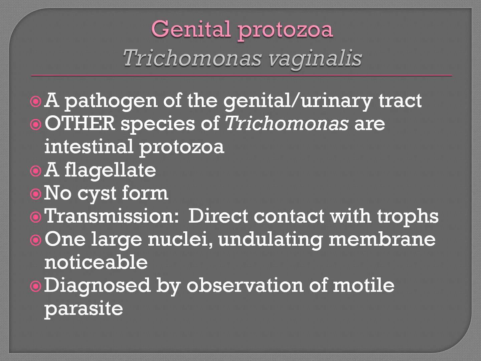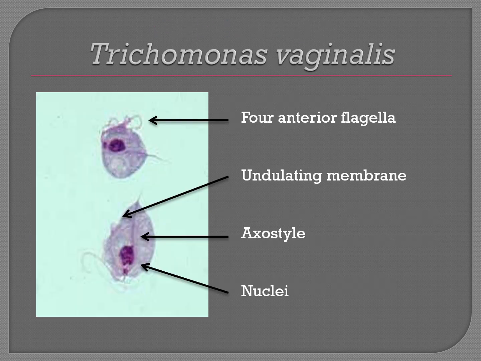It has one large nucleus, and an undulating membrane that is noticeable. Okay, and it is usually diagnosed by observation of the motile parasites in a vaginal wet prep. Now, in a vaginal wet prep, Trichomonas vaginalis is going to look jerky or twitchy. Okay, typically these organisms cannot survive the normal acidic pH of the vagina, which is around 4.0, and so they don't stay alive very long. Here's a couple images of Trichomonas vaginalis. You have 4 anterior flagella, an undulating membrane, the axostyle, and the nucleus.